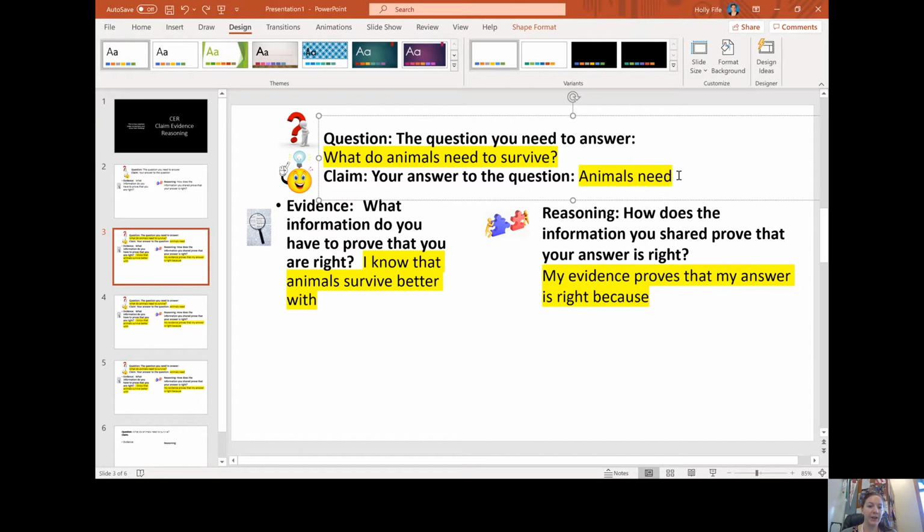So here we had food, water, and shelter, we would say everywhere I've read about, animals need food, water, shelter, space to survive, something like that. So up here in your claim, you could say something like, animals need food, water, shelter, and space to survive. And then that would be a short, sweet little answer. And I feel like that would really cover all your bases here. So that was just an example.